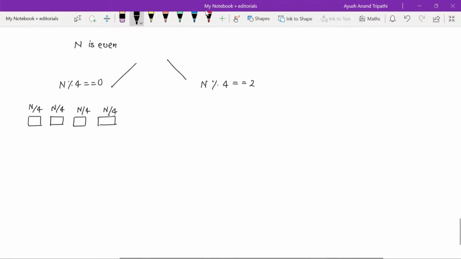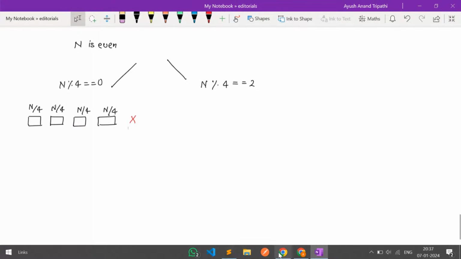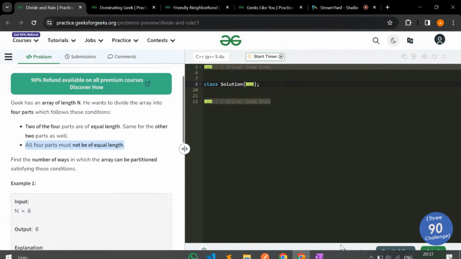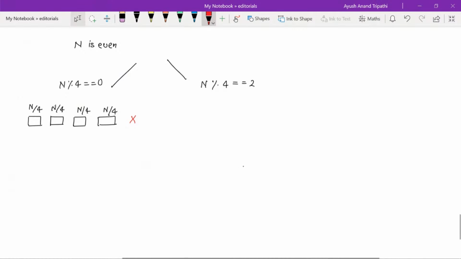So this is an invalid configuration, because here it was mentioned that all the parts must not be of equal length. So this is an invalid case. Let's write other cases as well, and the sum of all the parts must be equal to n.